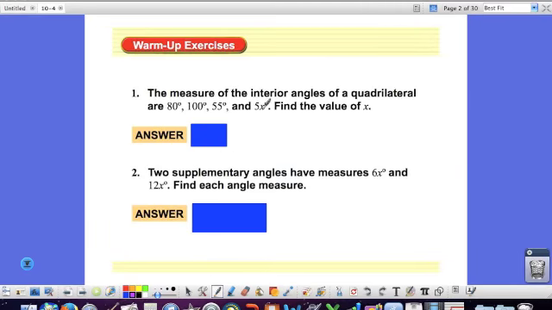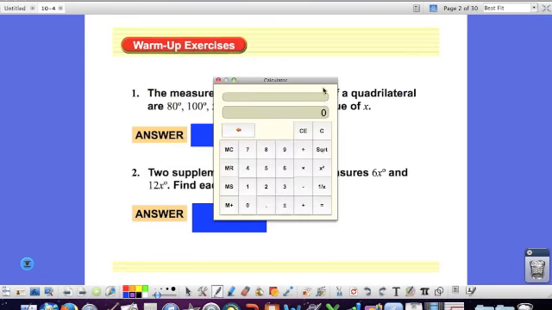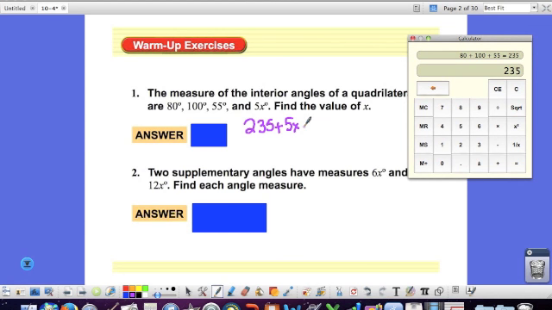The measures of the interior angles of a quadrilateral are 80, 100, 55, and 5x. So we know that since it's a quadrilateral, they add up to 360 degrees. 80 plus 100 plus 55 is 235, plus 5x equals 360. I might have just said 180.